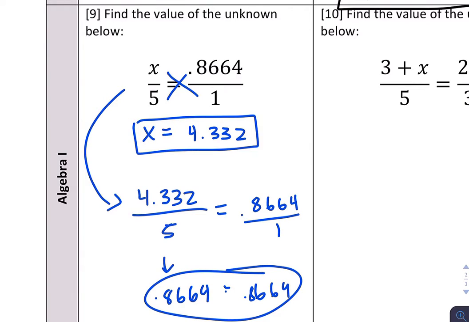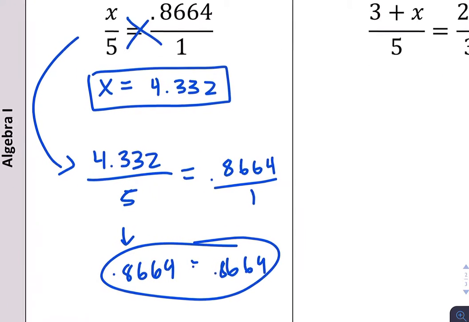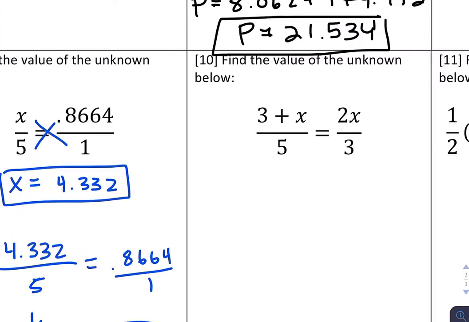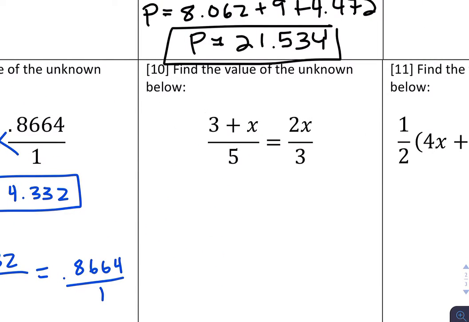This is the nature of similarity. It's the nature of proportions that two ratios can have the same value even if they don't have the same pieces, the same components. Number 2 is much in the same vein. It's a little more complicated because we have a 3 plus x as one of the tops of the ratios. That's not a big deal. We can still cross multiply.